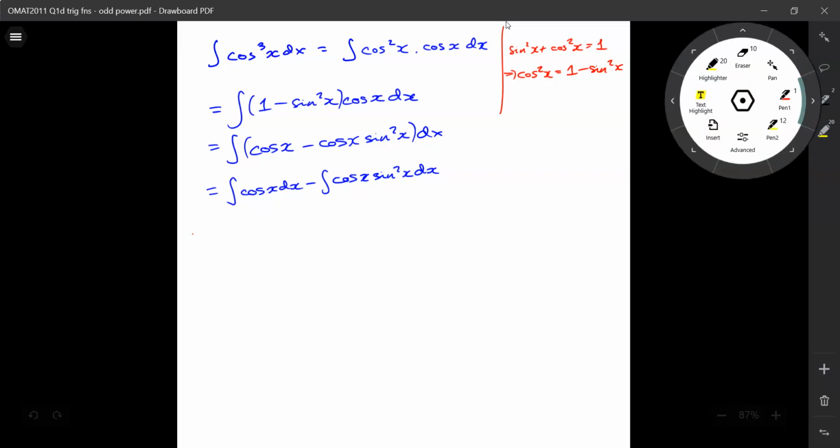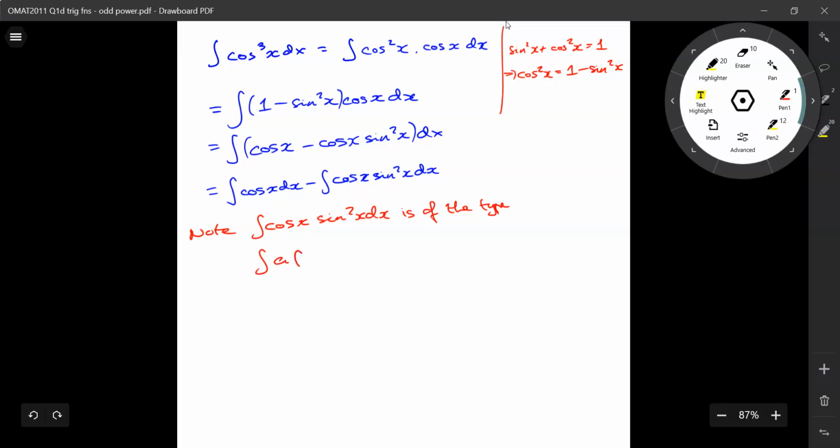that, note here, that the integral of cosine x sine squared x dx is of the type the integral of a times f prime of x times f of x to the power of n dx. So that's the rule we did before, method of substitution. And we say that if that condition holds, then that is equal to the function f of x, where you raise the power of the f of x by 1 and you divide by the raised power.